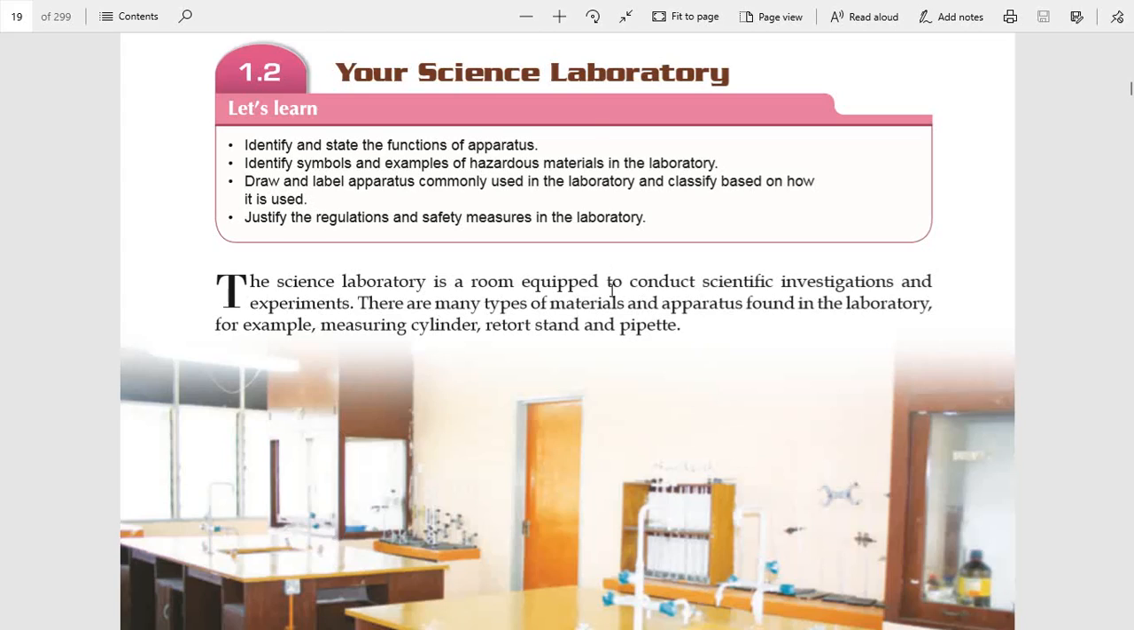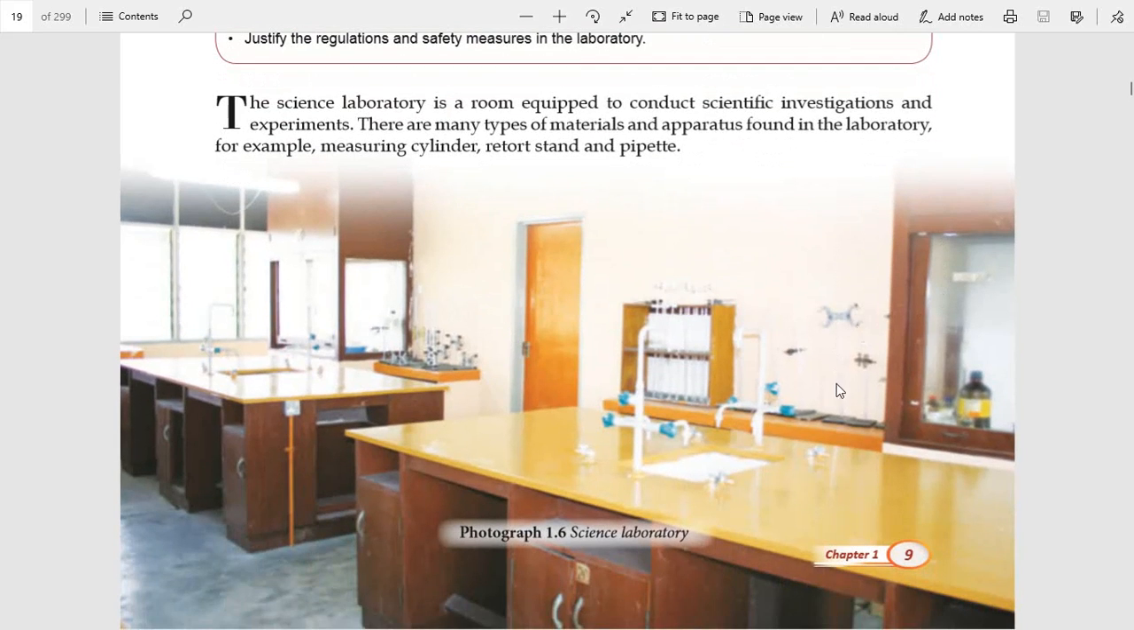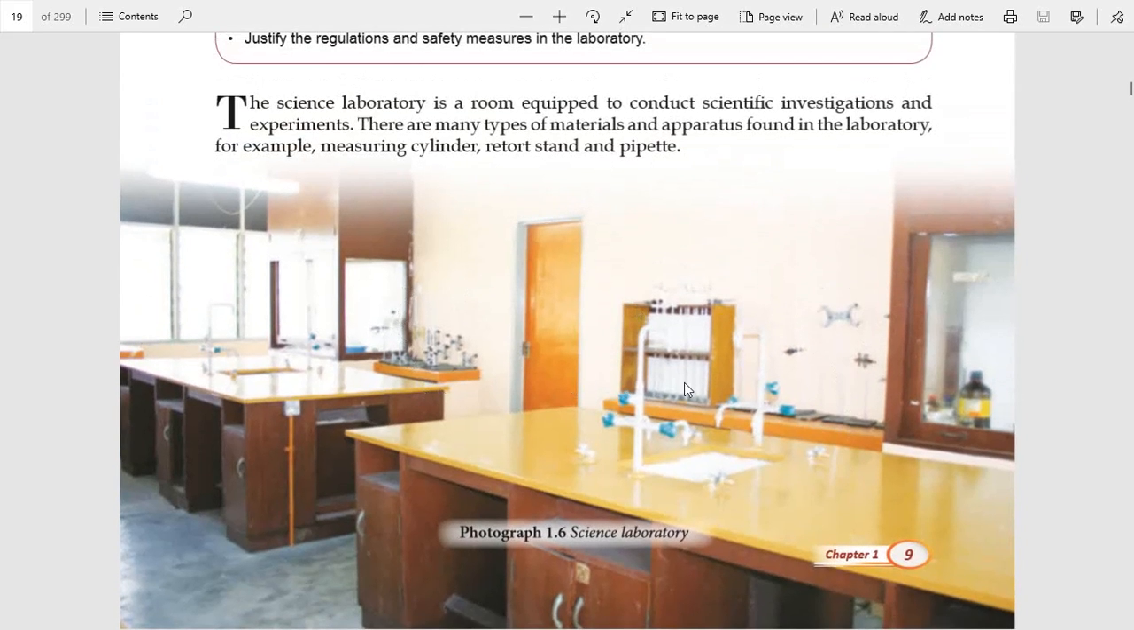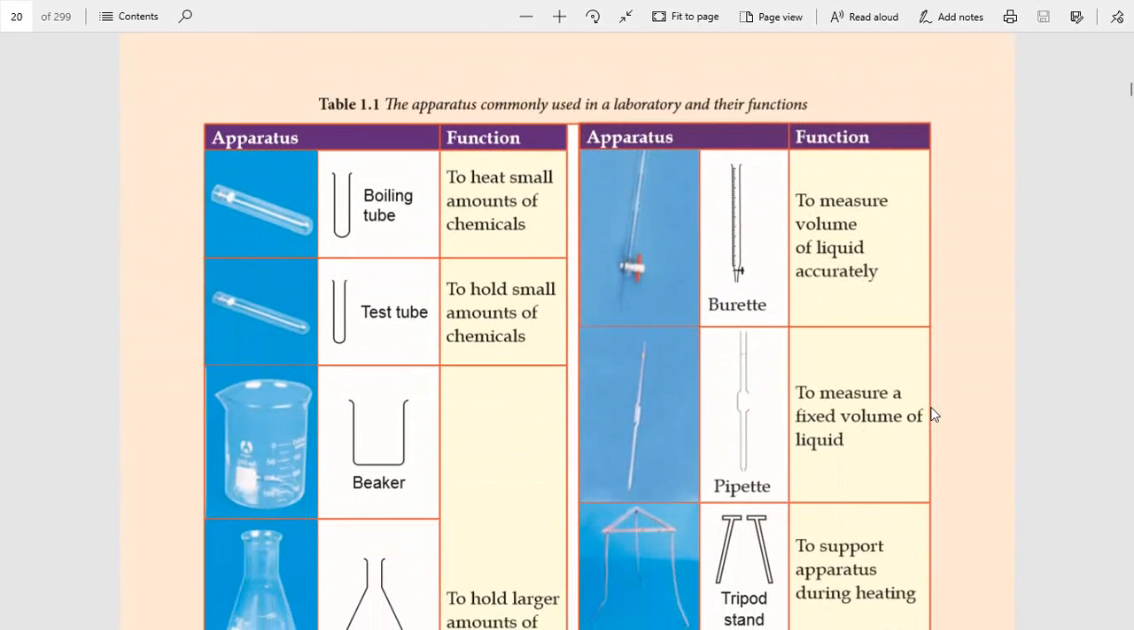So today we are going to subtopic 1.2, your science laboratory. This is a picture of a science laboratory, but not our laboratory. The same chemicals and apparatus exist in our laboratory. For example, from this picture you can see the burette, the pipette, the stand, the burette here, the sink, and the chemicals. Alright, we go one by one.